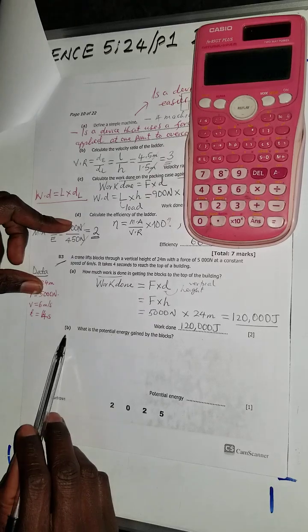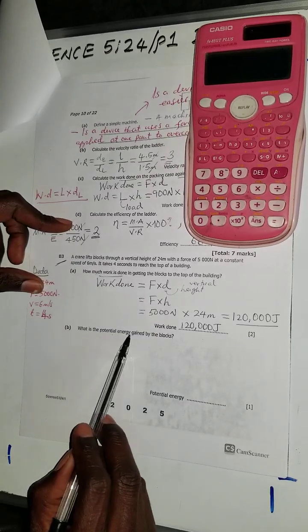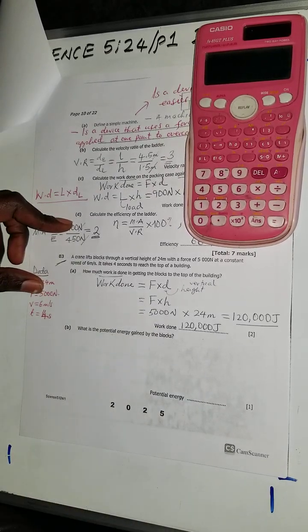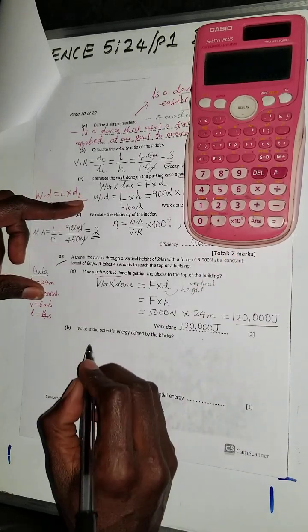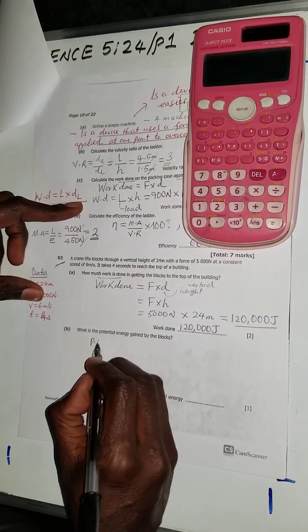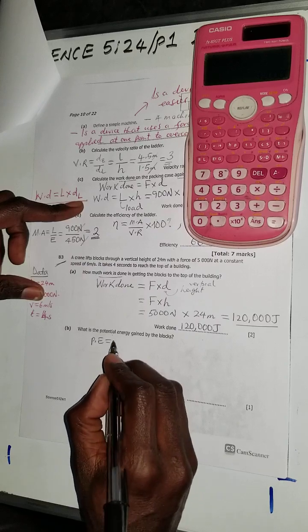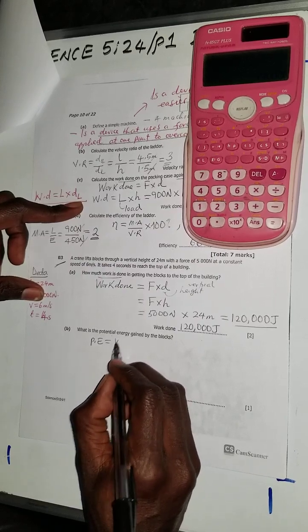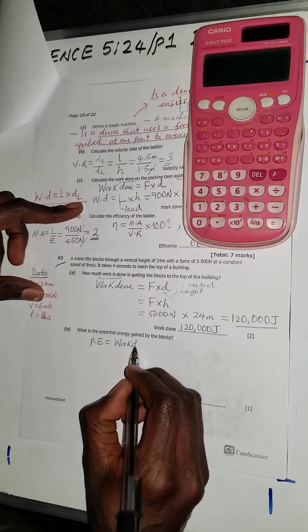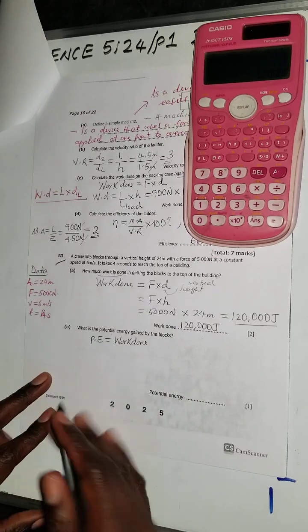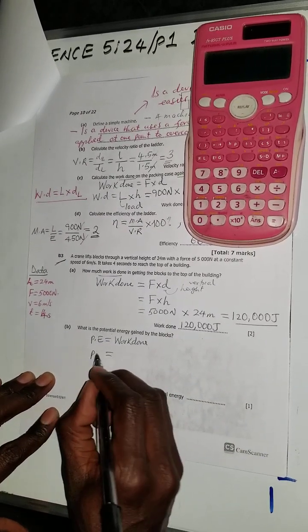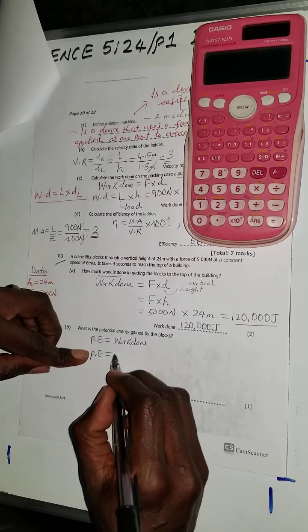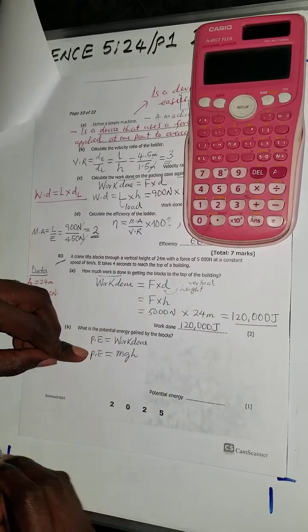Now if you look at the B part, it says what is the potential energy gained by the block? So how do you get the potential energy? Remember, in this case, the potential energy will be equal to the work done. So the answer here and there is just the same. No wonder, if you want, you can apply the formula. Potential energy is mass times gravity times height.